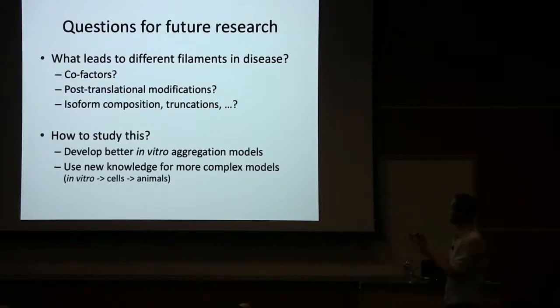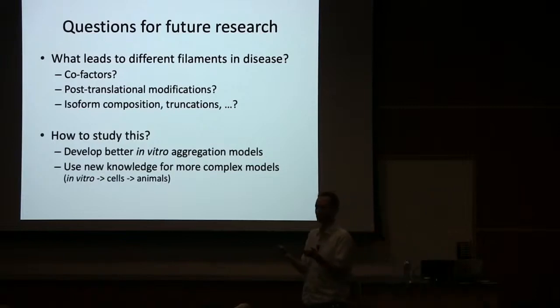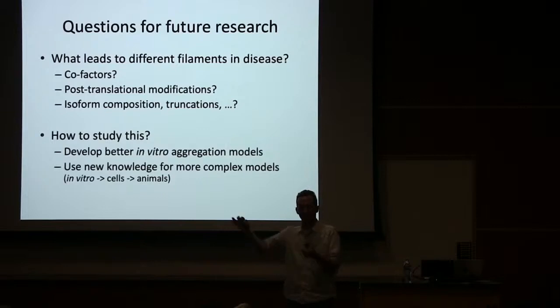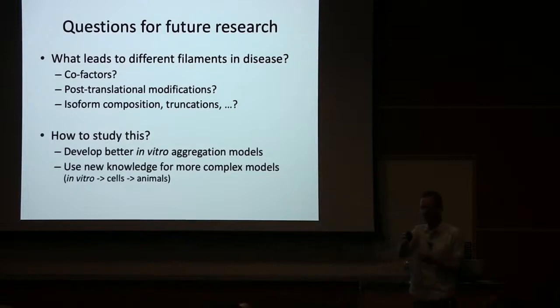So what leads to these different filaments in disease, these cofactors or post-translational modifications, etc., we would really like to find out. And in order to study this, there's only so much you can do with post-mortem brains. It's kind of an experimentally dead system, because you can't perturb the experiment of filament formation. So we thought it would be important to go back and try to do in vitro assembly with recombinant tau to gain understanding of what is important for generating these different filaments.